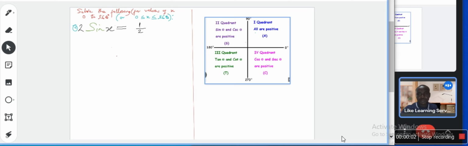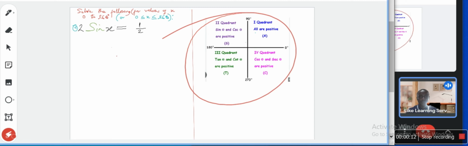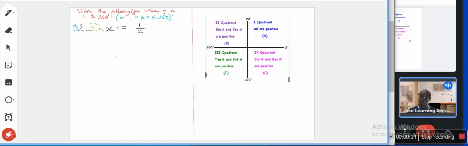Okay, so in solving a problem like this, it's still under trigonometry. You need to consider the quadrant that the angle is in. But first of all, we need to solve it.